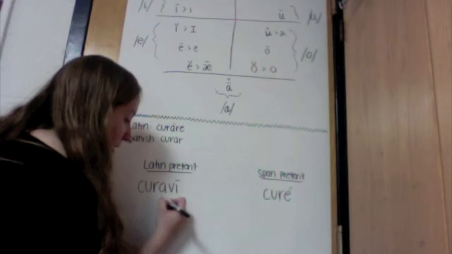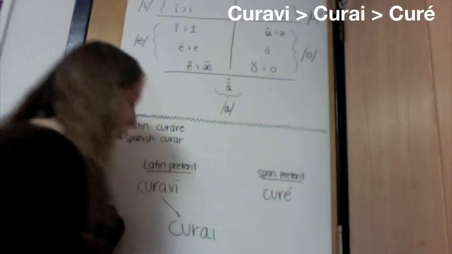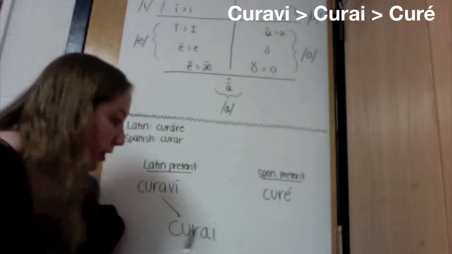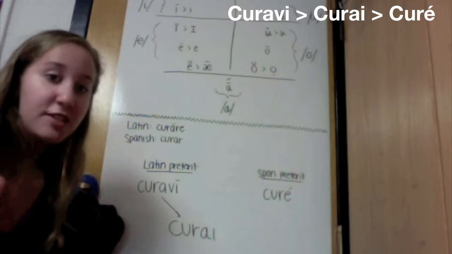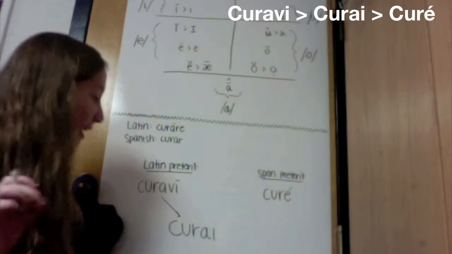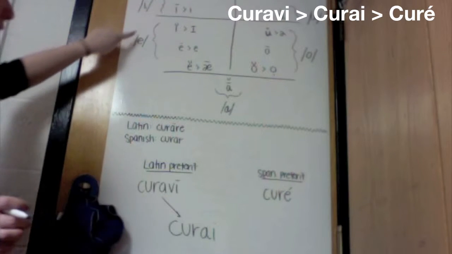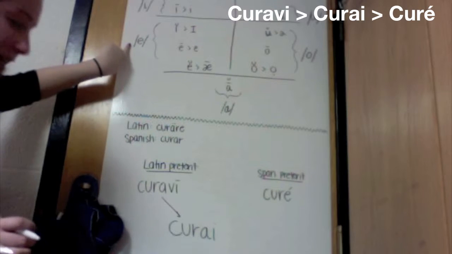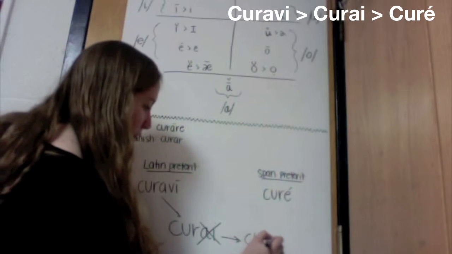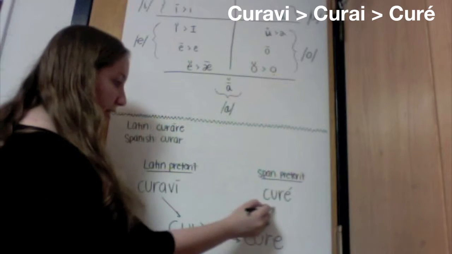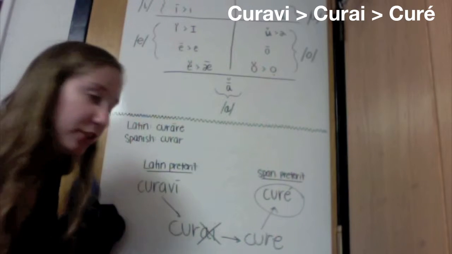Because this V is in between an A and an I, or any two vowels, it goes away. So this becomes curai or something, with the A and the I next to each other. But that doesn't make any sense. And like I just said, when you see two vowels together in Latin, an A and an I, they meet in the middle to make the E. So this cancels out to curé, and that is where you get the Spanish preterite curé, I cured.